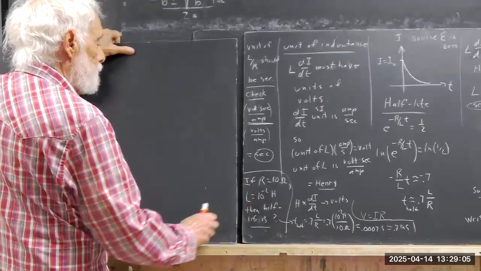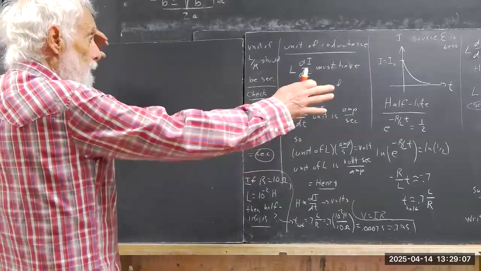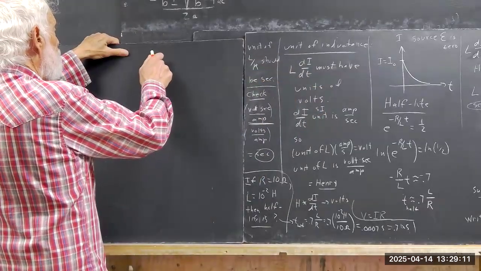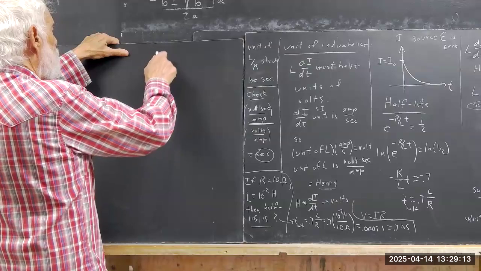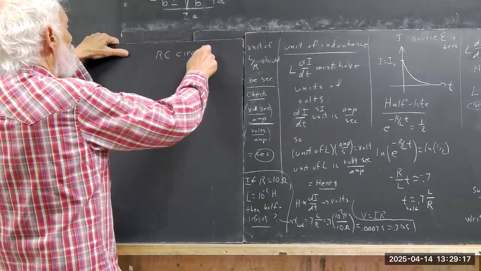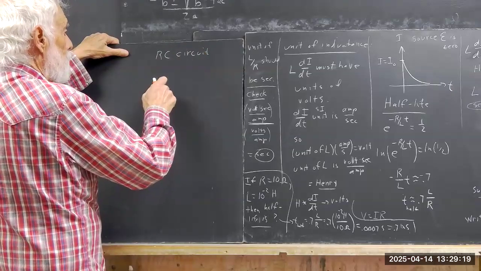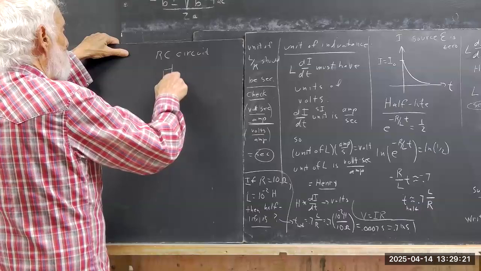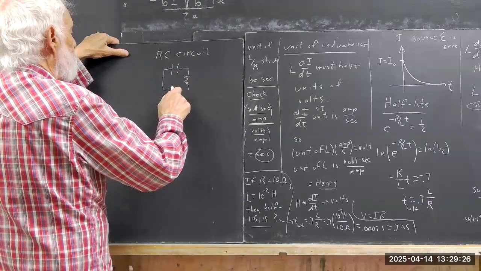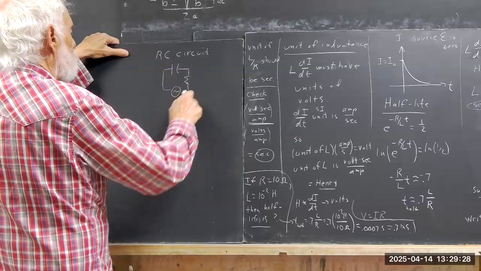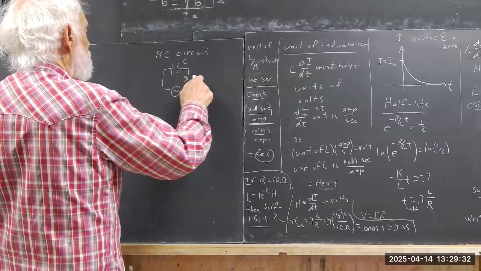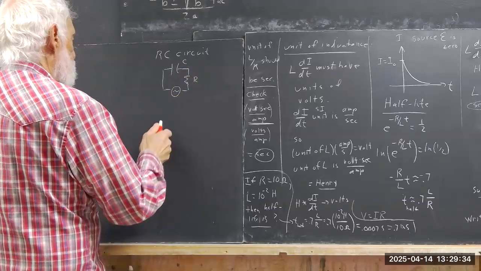Turns out the mathematics is identical to the mathematics that we get here. Okay. An RC circuit has a capacitor with resistor and source. Okay. Capacitor, resistor, source.